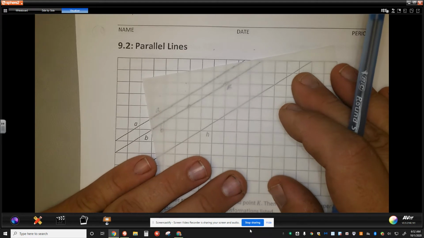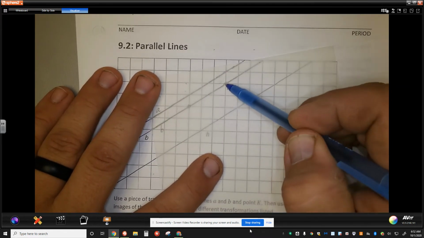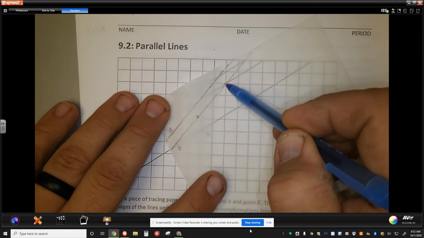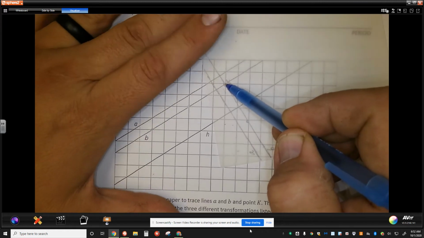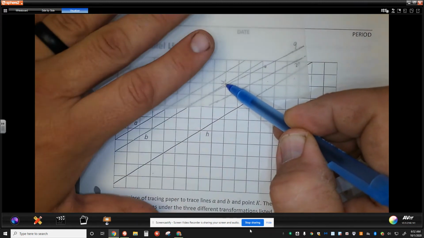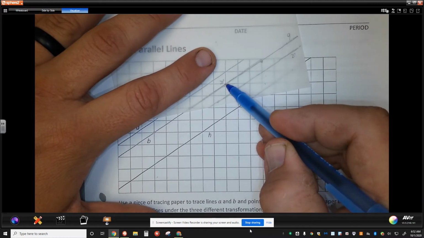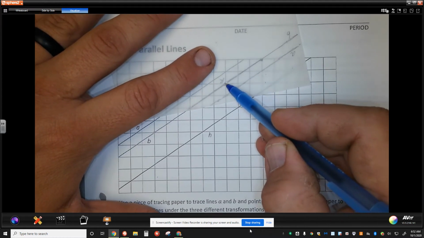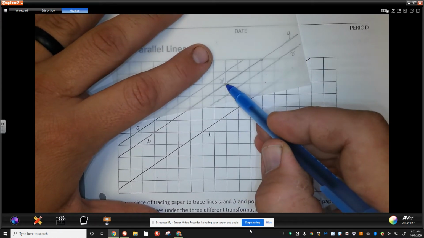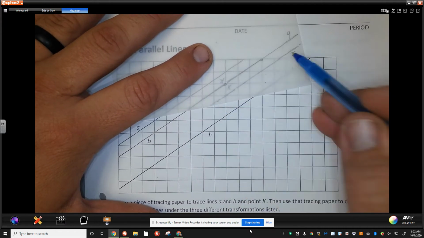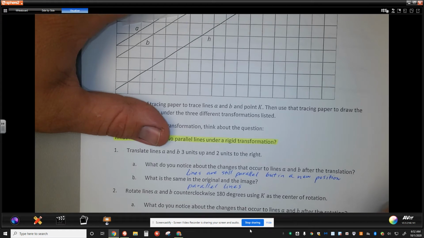So let's see what happens. Remember, 180 degrees is half of a circle. We're going counterclockwise. I'm going to rotate. There's approximately 90 degrees. We're going to continue around until, look at that, line B rotates 180 degrees around K. Point K is on line B, and when I rotate line B 180 degrees, line B overlaps on itself. It says, what do you notice about the changes that occur in lines A and B after the rotation?